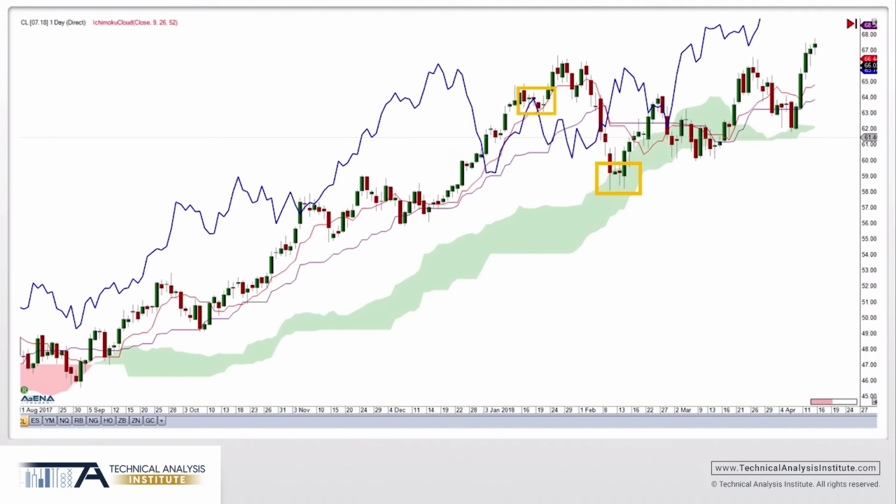You can even see how prices at some point pushed a bit below span B, but no highs of bars were seen below the cloud, keeping the uptrend intact.